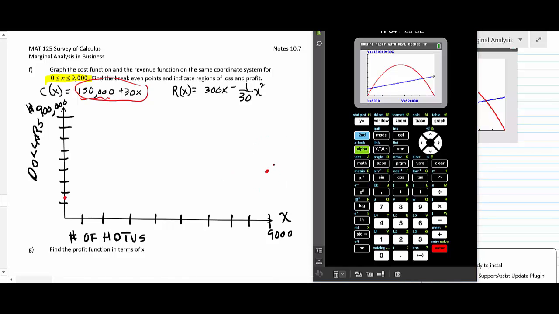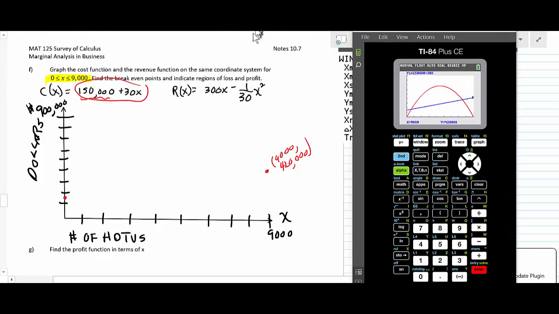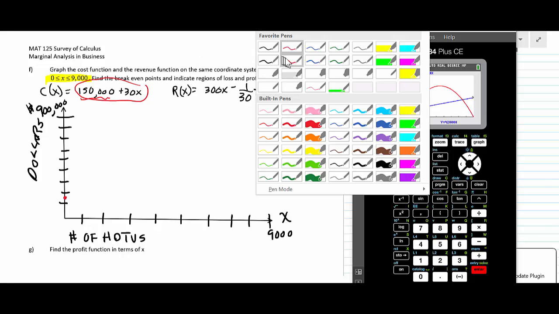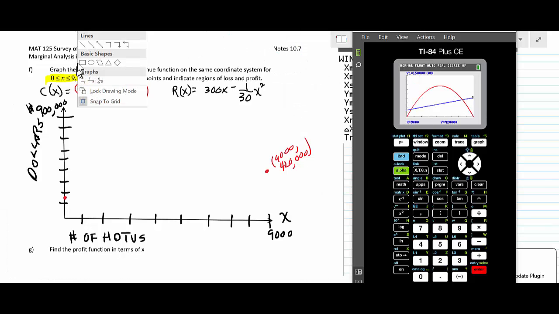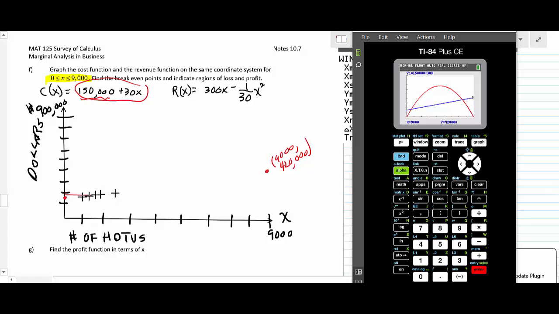And then you might want to write a point that's 9,000, comma, 420,000, like that. When you're doing these problems, what I like you to have is just a few accurate points. Then you want to go ahead and just connect those dots like that, and then label that. Be sure that you label that as your cost function, okay, like that, C of X. So that's what that is, okay?